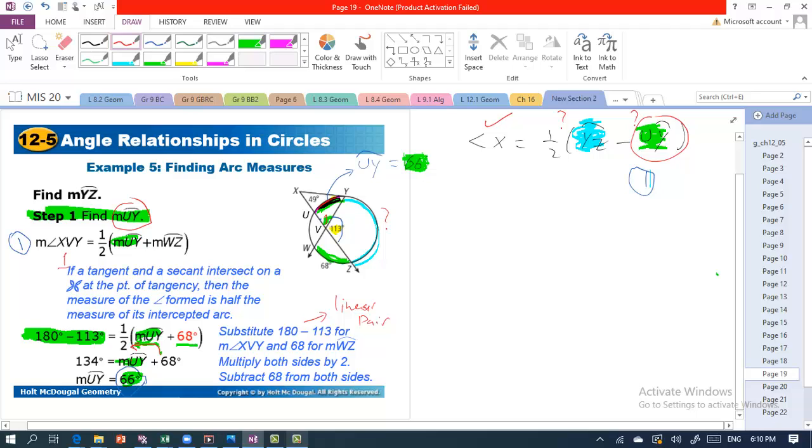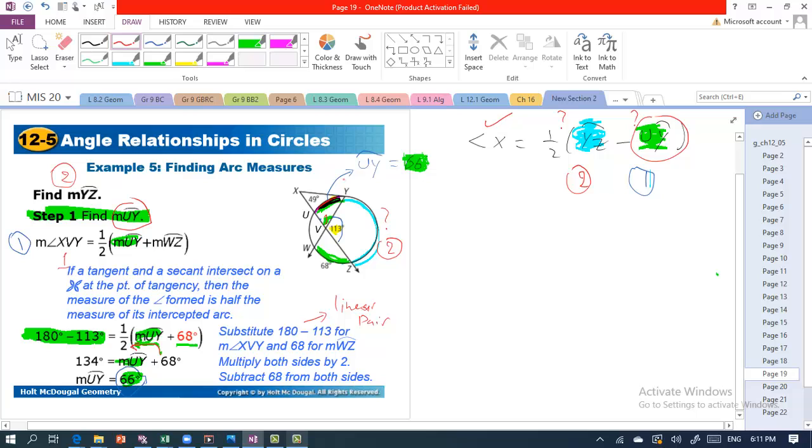134 minus 68 is 66. So the measure of the arc UY is 66. Now why do we find UY again? To find part 2, which is here, which is the requirement of the question. You can see the requirement of the question, this is 2, which is YZ, which is here in blue. So we want to find number 2 here.